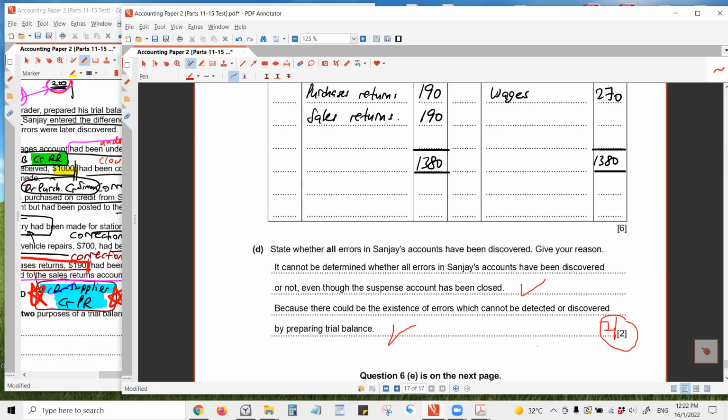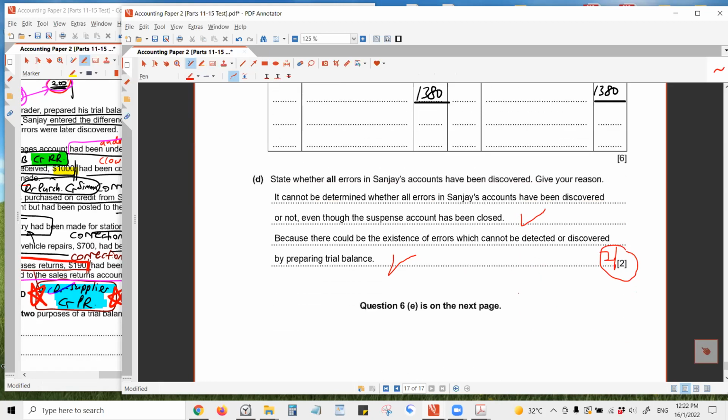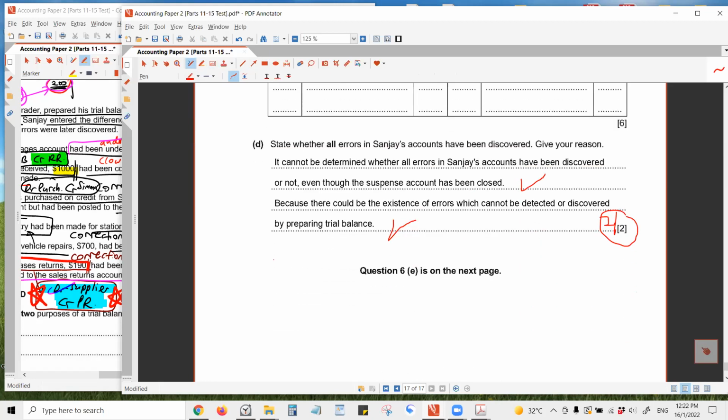Remember, there are still some errors that cannot be detected by preparing trial balance. Your trial balance would still look perfect, but those errors still exist, because those errors that cannot be discovered have done both debit and credit entry, and the amounts are the same. Even though the accounts are wrong, even the amounts are wrong, maybe they should be 1,000, it will not affect the trial balance.